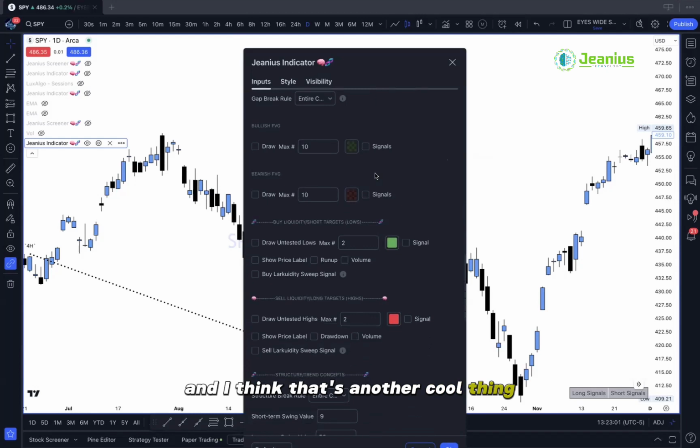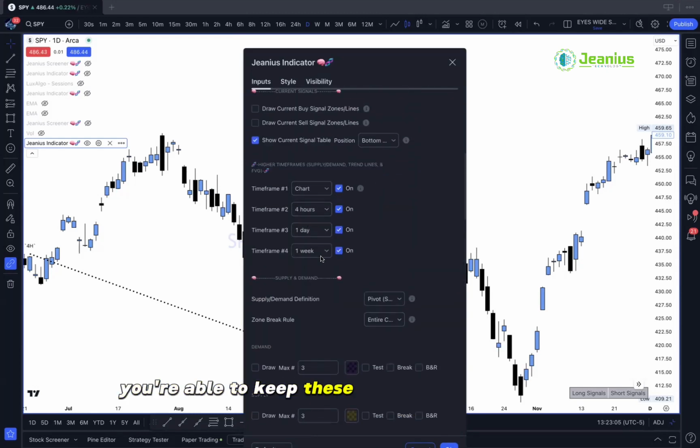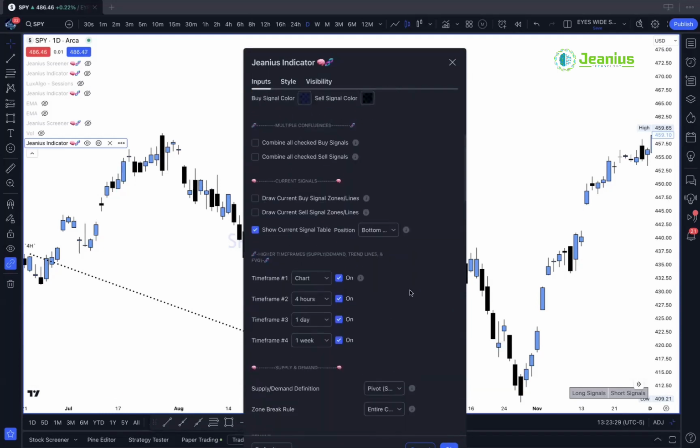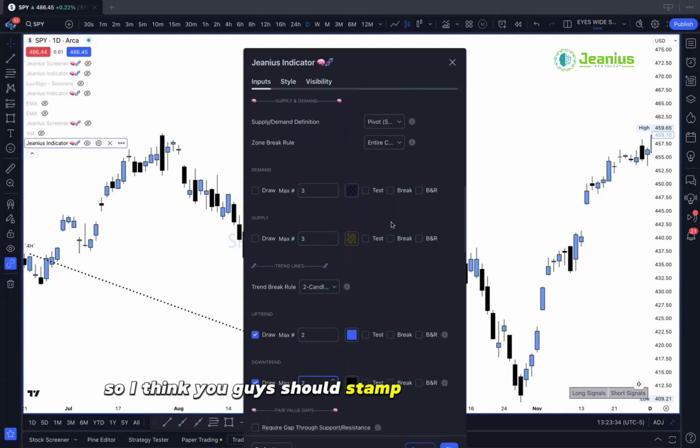And I think that's another cool thing about the indicator as well, is the fact that you're able to keep these higher time frame zones, trend lines, and fair value gaps open and shown on smaller time frames, which is the chart that you'll be on, which is your main chart. And you're able to keep up with the trend even if you're on a smaller time frame. This is a game changer because I feel like it's important to be able to know what the macro trend is even if you're on a smaller time frame. That should keep you trading in the correct direction. And so I think you guys should stamp that part right there.